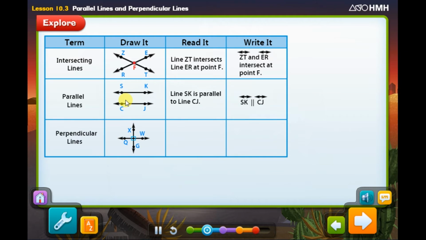Perpendicular lines are lines in a plane that intersect to form four right angles. How would you describe this diagram? Okay, so perpendicular lines are intersecting lines. But the difference here is that instead of forming four normal angles, it forms four right angles. They're like the angles of a square, right? So we have a square shape here, here, here, and here. We have four right angles. And also they intersect or meet in one point. You'd say line QW is perpendicular to line XG. And you'd write that expression like this. This symbol means is perpendicular to.